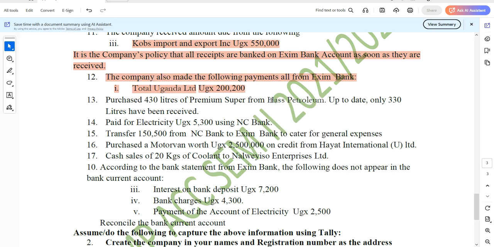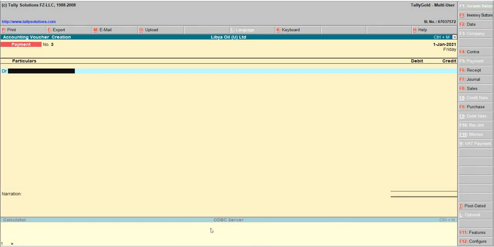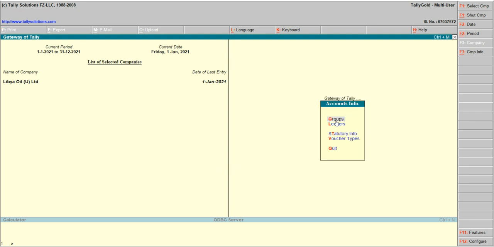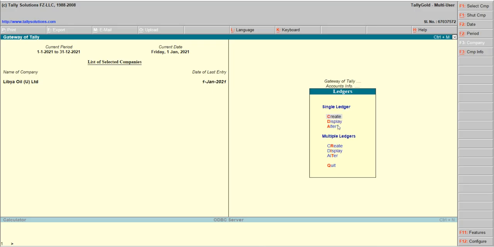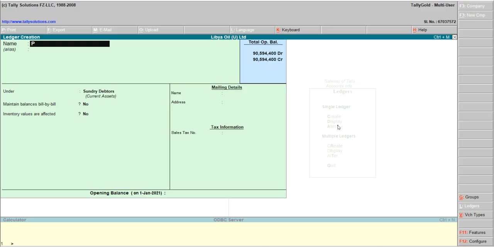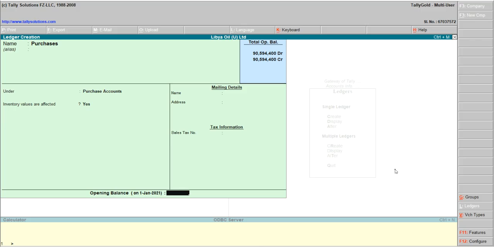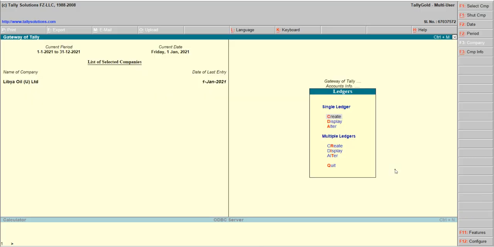Purchased 430 liters of premium from us, petroleum. Up to date, only 330 liters have been received. You're going to create a purchases account first. First step, the account creation. Go back to accounts info, ledgers, single ledger creation, purchases. The group, this is purchases account. Inventory values affected. Okay, so escape the ledger creation.